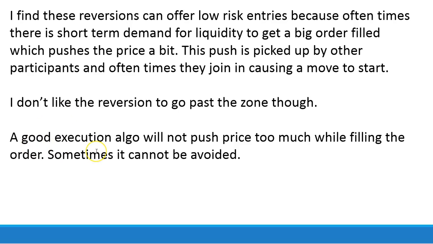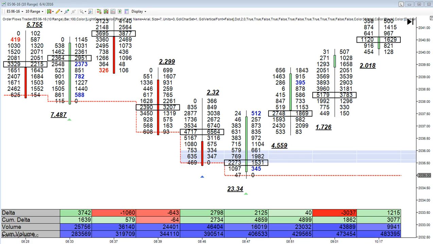A good execution algo will not push the price too much while filling the order. Sometimes though it can't be avoided. These are two separate things. They're not linked. So again, I don't like reversions that go past the zone. I can accept it when it goes through the zone by a few ticks, depending on the bar type. So this is a red candle, right? So it's going down, down, down, but there was some buying earlier in the bar that just dried up, and the bar turned down, right?